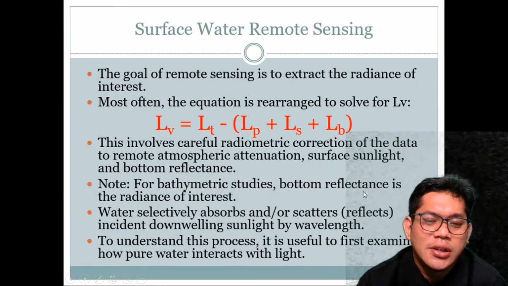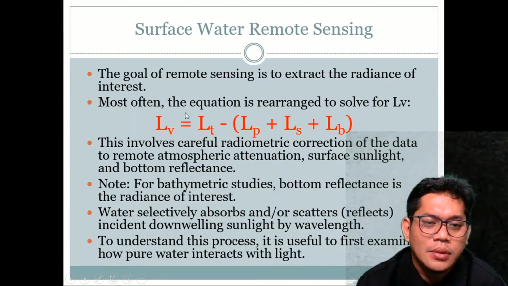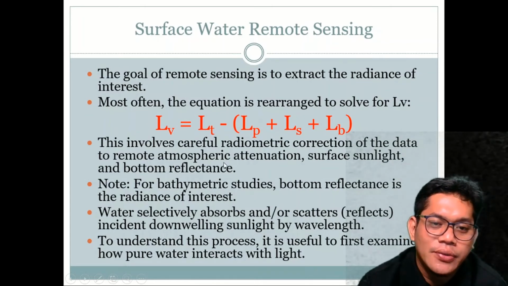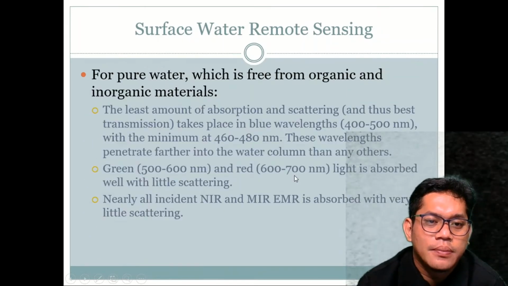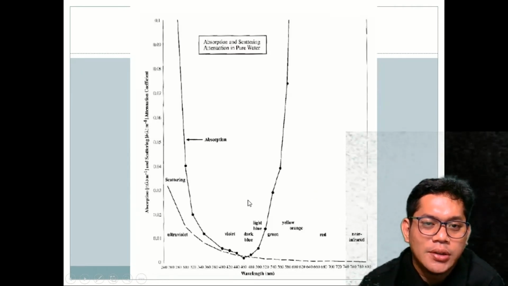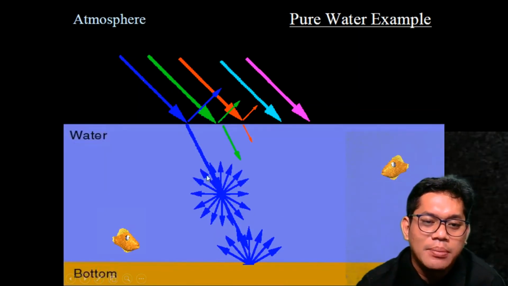So the goal of remote sensing is to extract the radiance of interest. However, most of the time we are only able to calculate within the water and extract the atmosphere layer itself. For pure water, which is free from organics, there is the least amount of absorption and scattering, therefore more of the water level can be seen and the color becomes bluish, and nearly all incident near infrared and mid infrared is absorbed. It shows you pure water here. So most of the reflectance happens here.